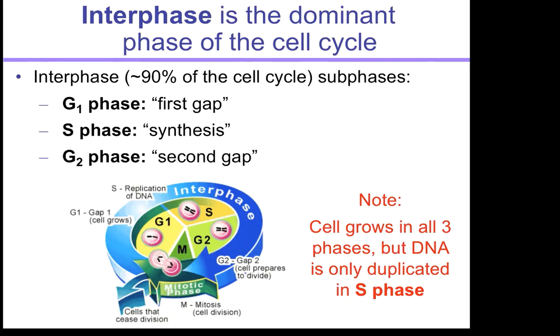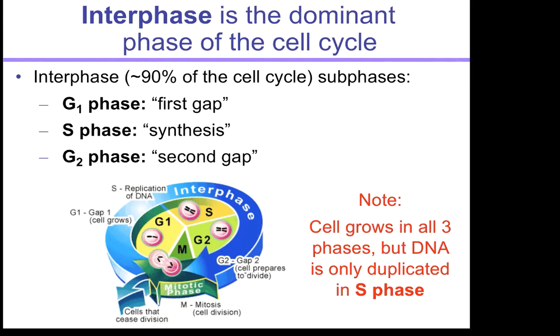G stands for gap. That's what the name is referring to. But what I want you to think about it as is the G is for growth, because that's mainly what is happening in the G phases, right? So in the G1 phase, this is right after mitosis has completed. So the cell has just been born and it's small. And so in the G1 phase, it's starting to grow and get to its proper functioning size.